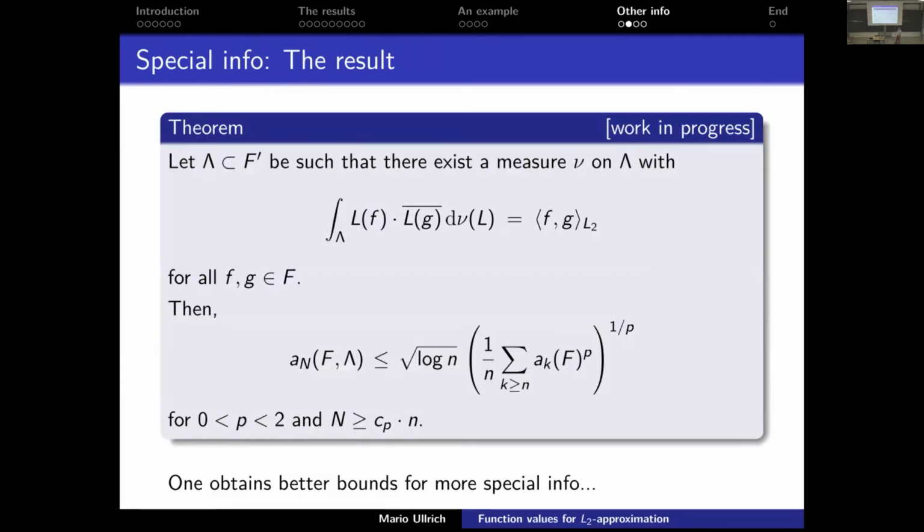And the result is, assuming that there exists a measure on the class of information such that you can recover the L2 inner product. But that's really not a surprise, this result, right? If you somehow have a feeling for the proof. So if you can recover the L2 inner product with some measure here, then sampling with this measure on lambda gives you basically the same result as we had before. And again, downsampling works in the same way.